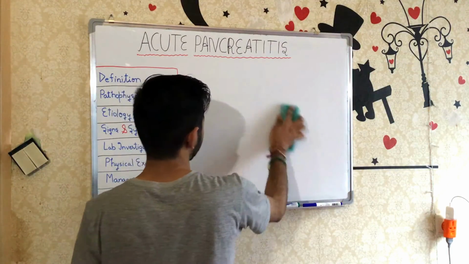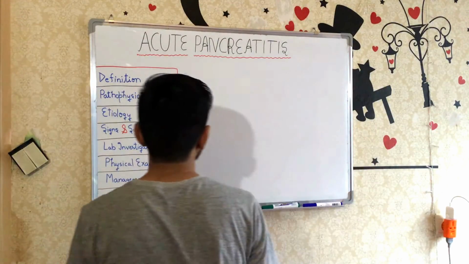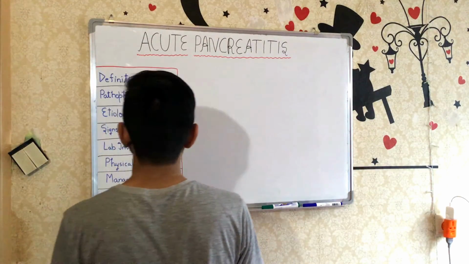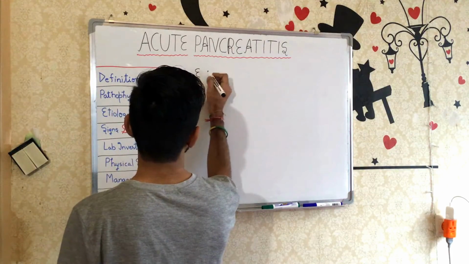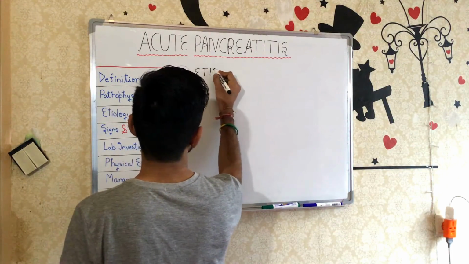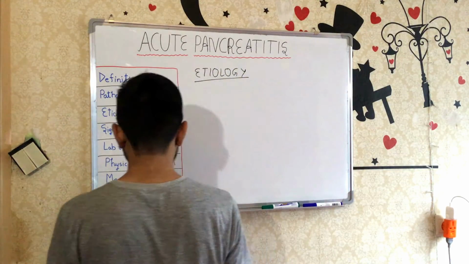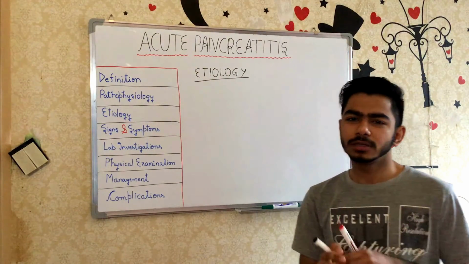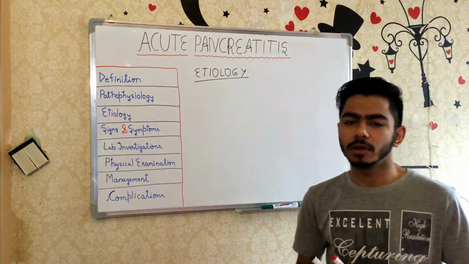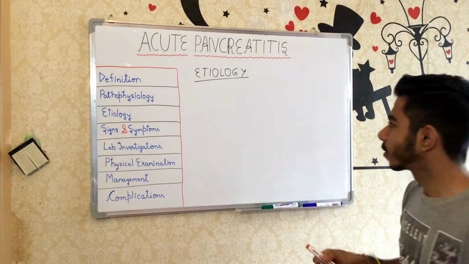What would be the etiology of acute pancreatitis? Let's talk about the etiology. Actually, there is a famous mnemonic for remembering the etiological factors of acute pancreatitis. That is, I get smashed.